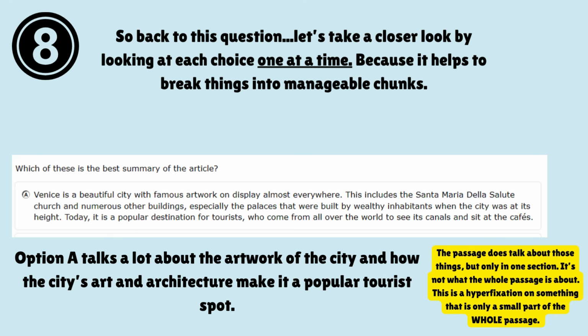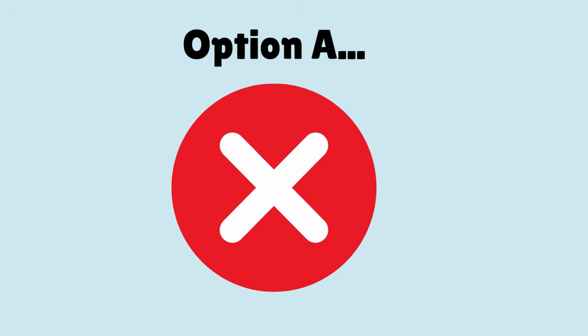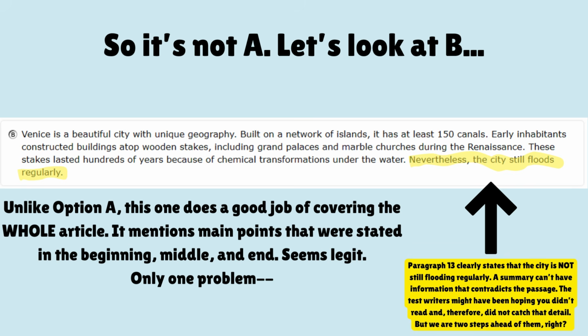The passage does talk about those things, but only in one section. It's not what the whole passage is about. The whole passage is not focused on the art and artwork of the city. It mentions it in one section, but this is a hyperfixation on something that is only a small part of the whole passage. Okay, so it's not A. Let's look at B.